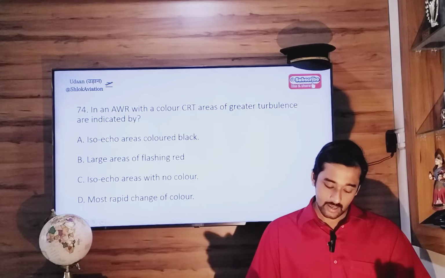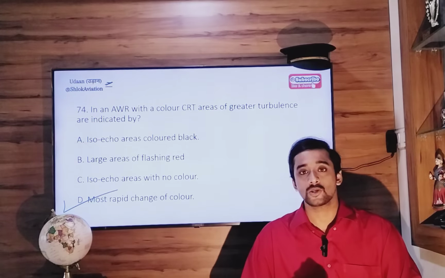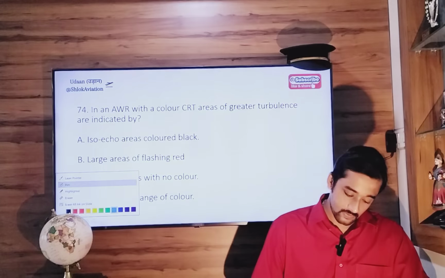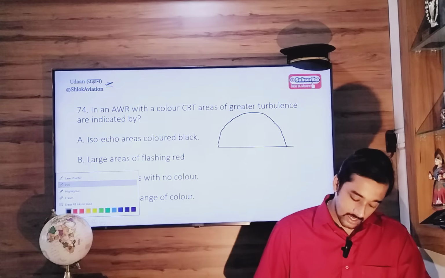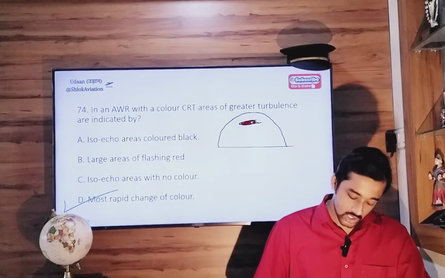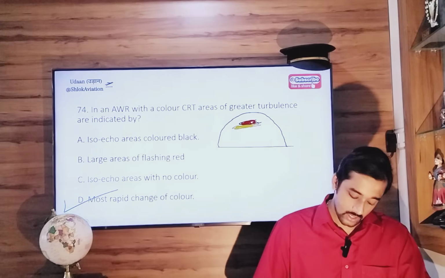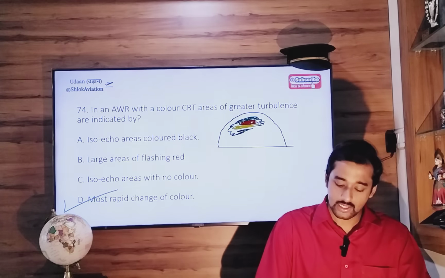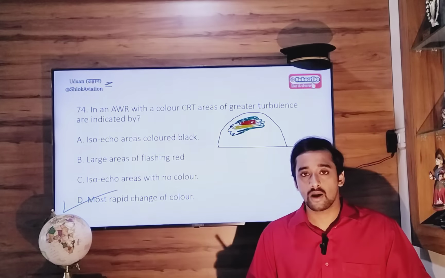In an airborne weather radar with a colored cathode ray tube, areas of greatest turbulence are indicated by most rapid change of color, where the color zones change most rapidly. Red, yellow, green, yellow, red, like that. Let's say this is your weather radar screen. Areas where the colors change very quickly over a short distance is where you will expect heavy turbulence. As you transition from green zone to yellow zone to red zone, you will experience bumps, turbulence.